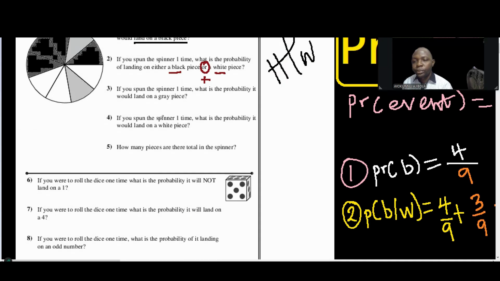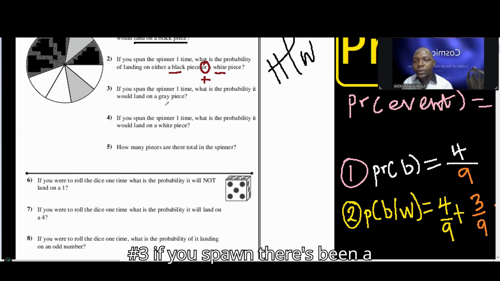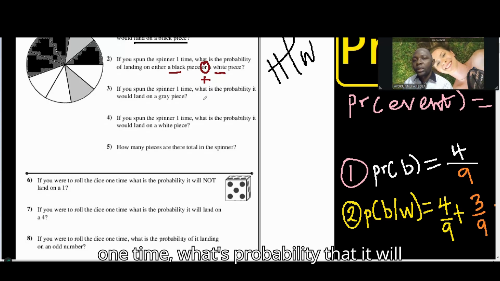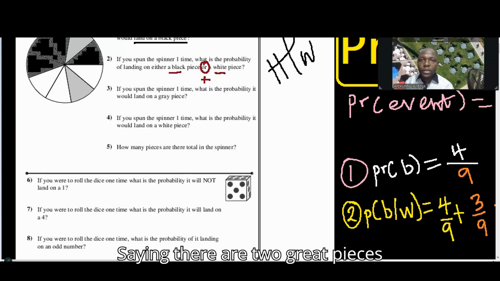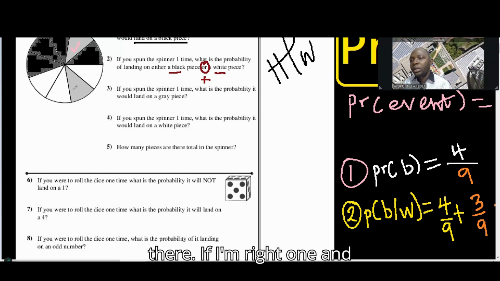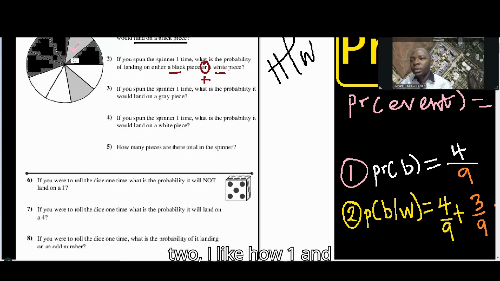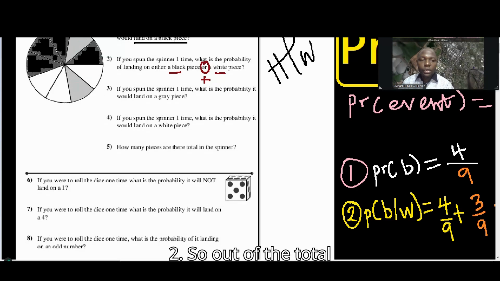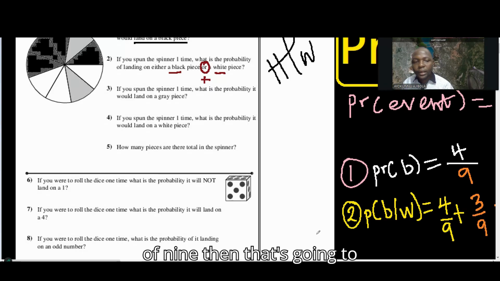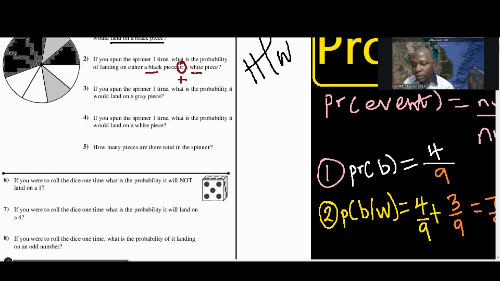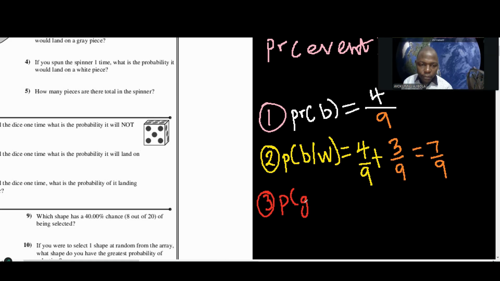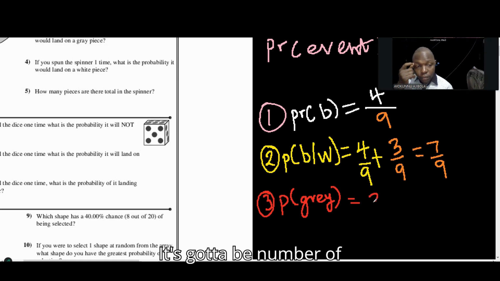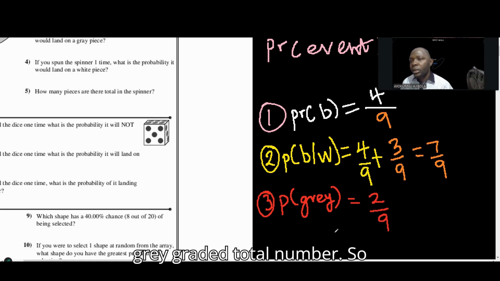Then the next one, number three. If you spun the spinner one time, what's the probability that it will land on a gray piece? I think there are two gray pieces there, if I'm right. One and two. So out of the total of nine, the probability of gray is going to be the number of gray over the total number.